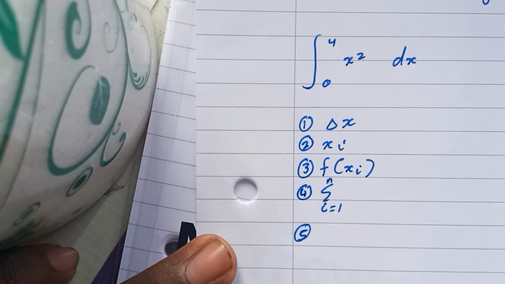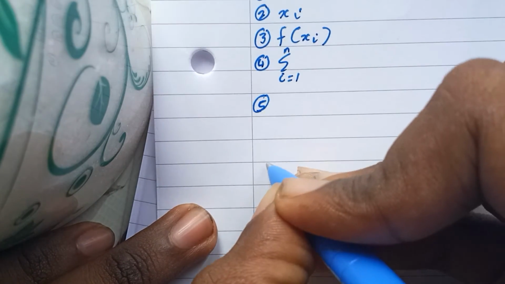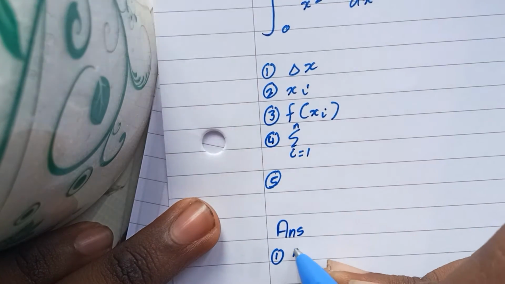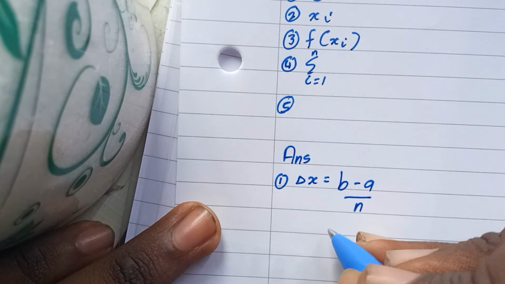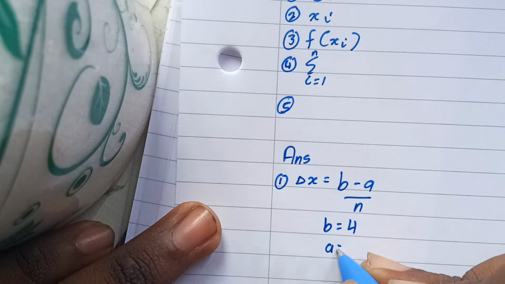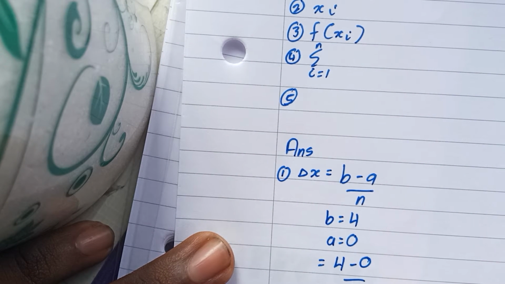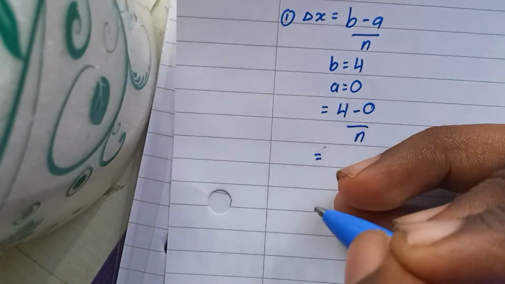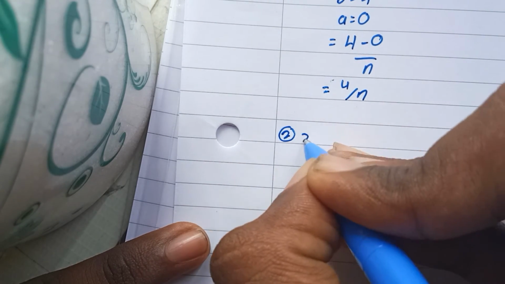So let's start with the first step, where we will get our delta x. The formula for delta x is b minus a over n. In this case b is equal to 4 while a is equal to 0. So if we substitute that, we will get 4 minus 0 over n, where the delta x is equal to 4 over n.